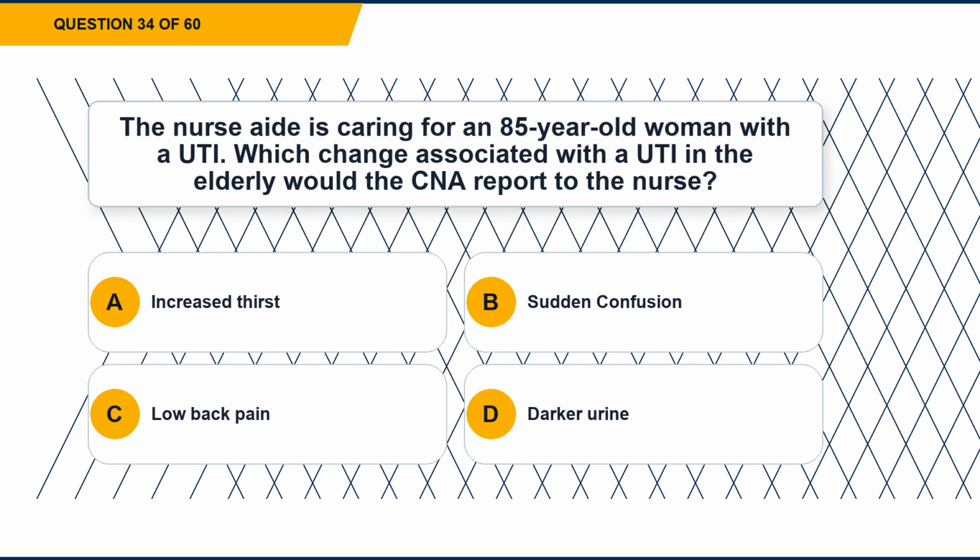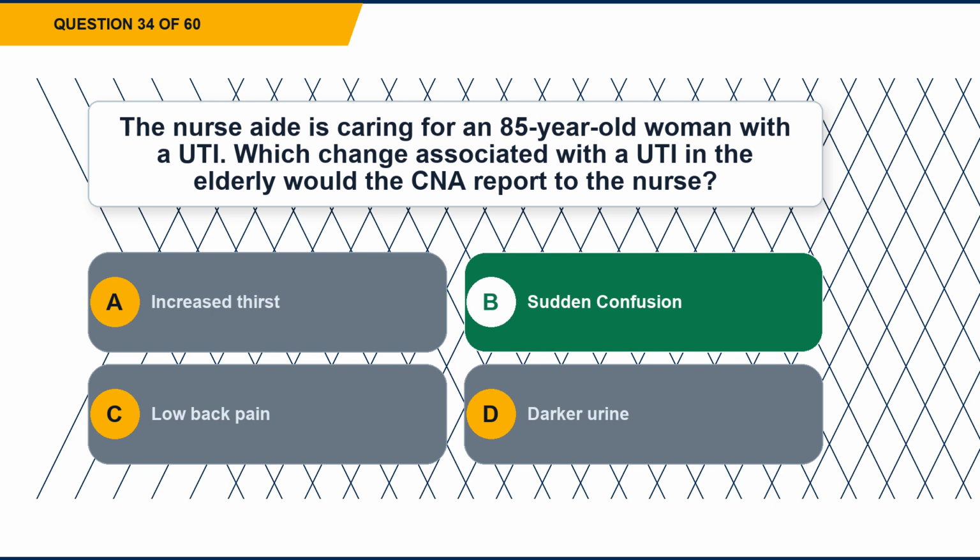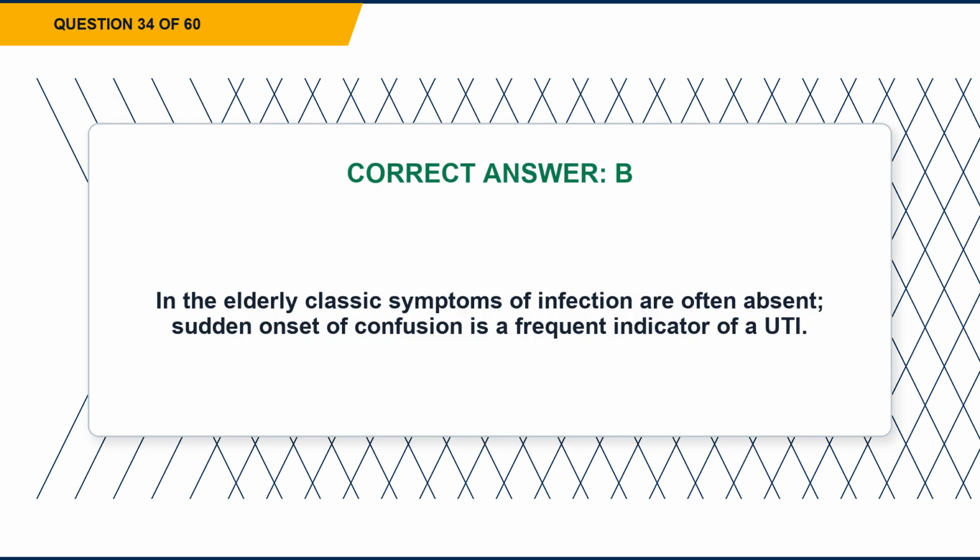Question 34. The nurse aide is caring for an 85-year-old woman with a UTI. Which change associated with a UTI in the elderly would the CNA report to the nurse? Option A, increased thirst. Option B, sudden confusion. Option C, low back pain. Option D, darker urine. The correct answer is option B, sudden confusion. Explanation: in the elderly, classic symptoms of infection are often absent. Sudden onset of confusion is a frequent indicator of a UTI.